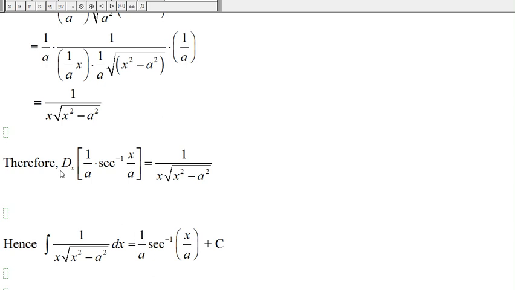And so in summary, the derivative of 1 over a times secant inverse of x over a is 1 over x times the square root of x squared minus a squared. And therefore the antiderivative of 1 over x times the square root of x squared minus a squared will be 1 over a times secant inverse of x over a.